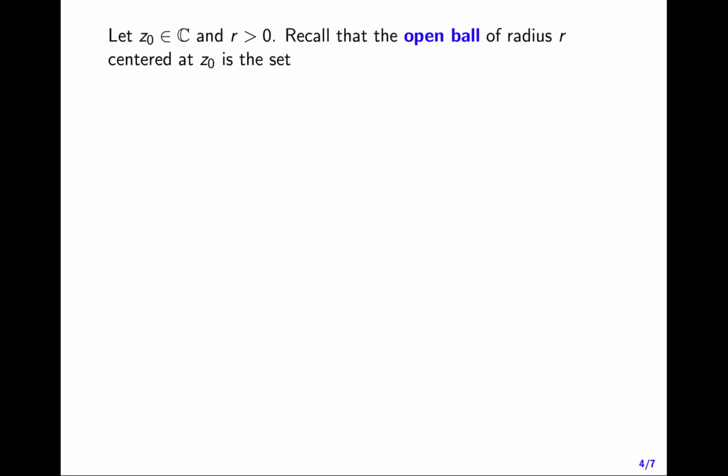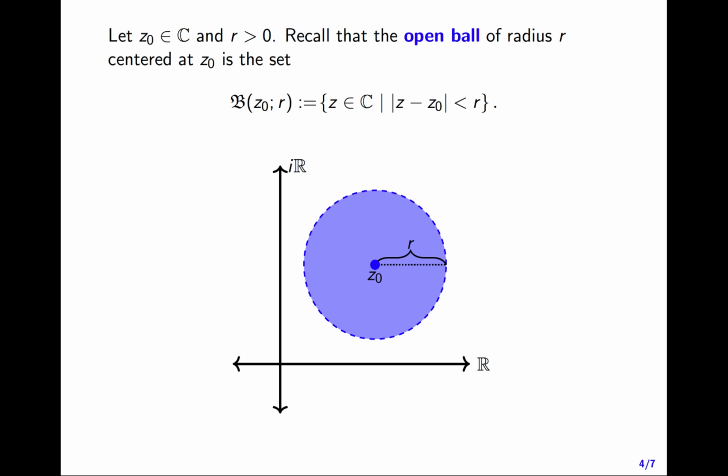So let's remember something. Fix a point z0 in the complex plane and a number r greater than 0. The open ball of radius r centered at z0 is the set B of z0, r, which is all points z in the complex plane such that the modulus of z minus z0 is less than r. In other words, it's sort of an open disk.